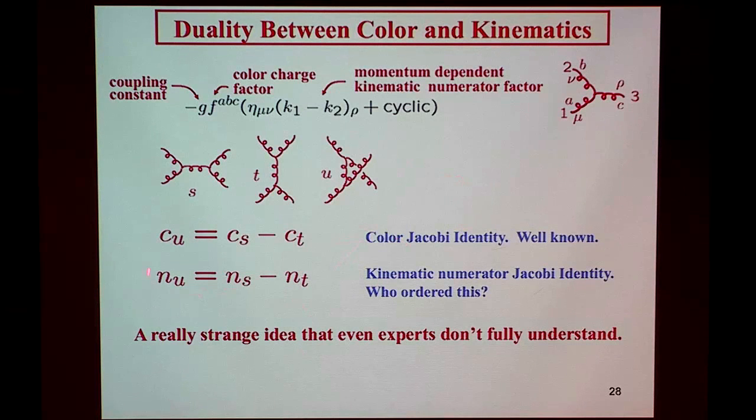And you'll find that the numerators satisfy this kinematic numerator. There's some factors associated with this. So I'll call that a kinematic numerator coming from here. And it satisfies exactly the same relation. It's algebraically identical. And that's what I mean by duality. And you'll say, well, that's pretty weird. Who really cares?